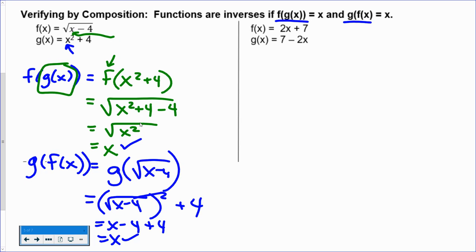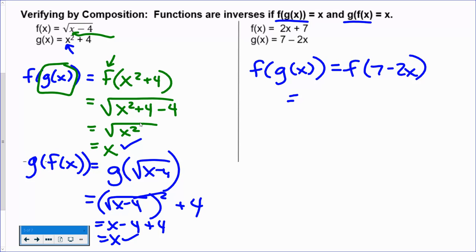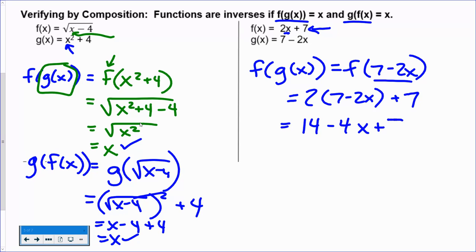Okay, if I try that with my second example over here, I do f of g of x to start. So g of x is my 7 minus 2x. So I need to look at this function. That x is going to be replaced with 7 minus 2x, and then I will add 7. So if I distribute that, I'd get 14 minus 4x plus 7. So 21 minus 4x. That does not equal x, so I did not get back out what I plugged in. Those two equations would not be inverses.